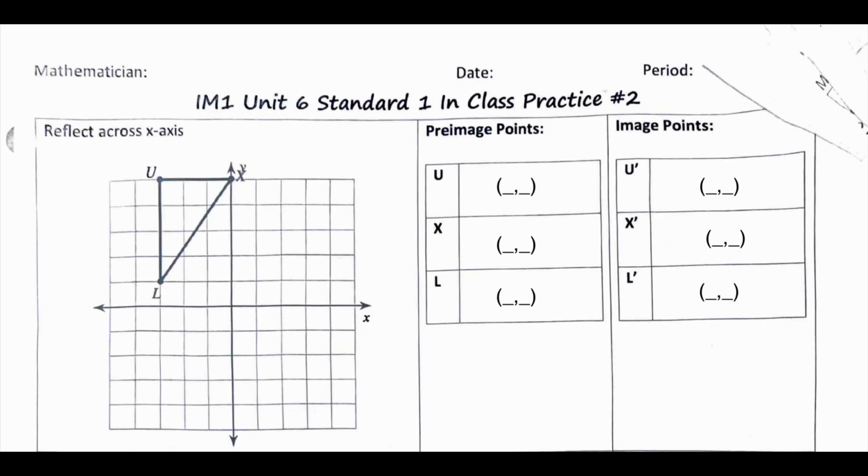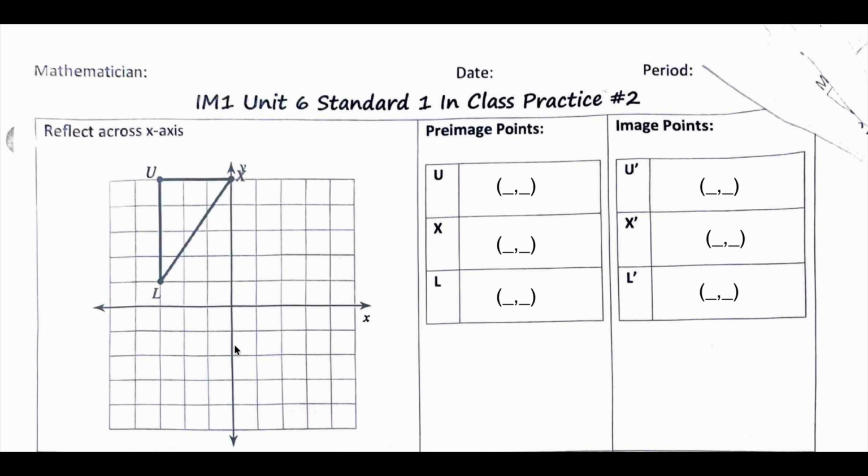Okay, so for our first example, we're going to start with something we just talked about, which is reflecting a shape over the x-axis. Before we reflect a shape and actually plot it on the graph, it's a lot easier to write down what our pre-image points are and then what the points will be after the reflection. That way we can easily plot it. So let's look at that.